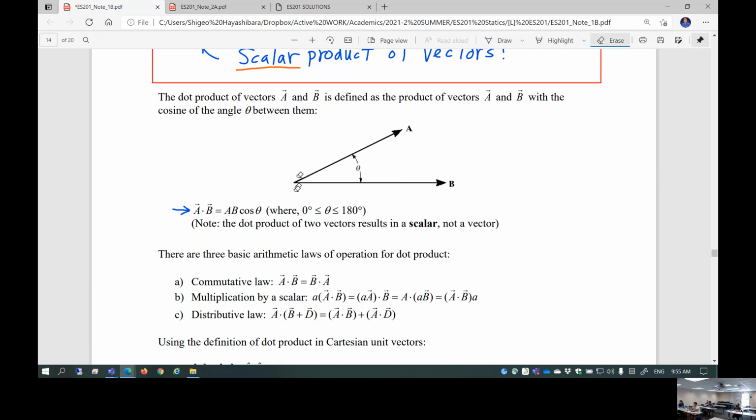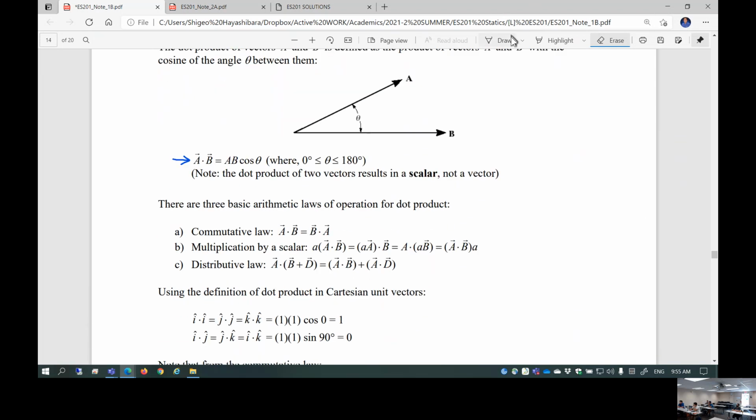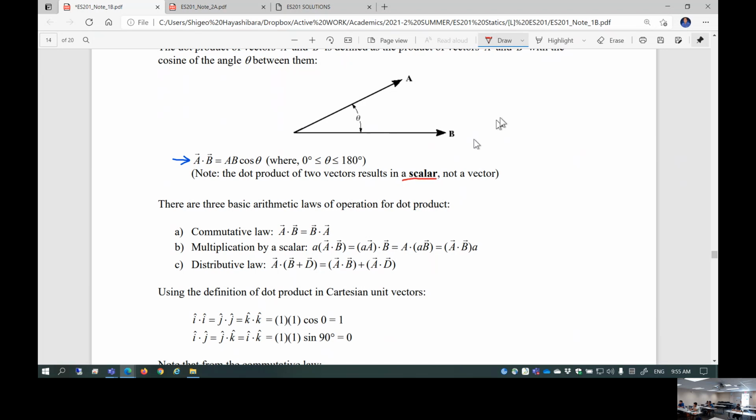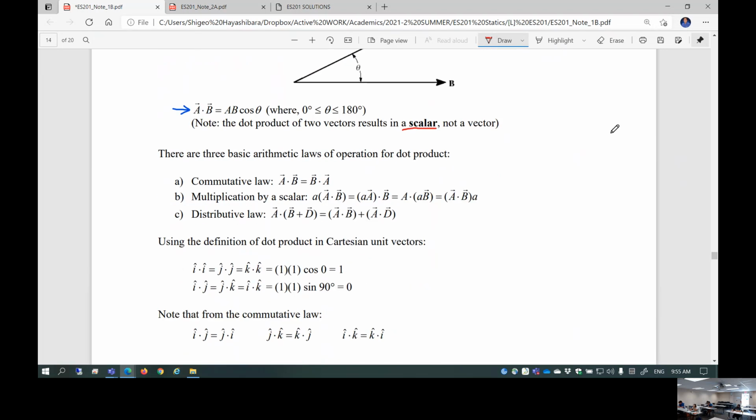So let's be careful. We are going to avoid that complication, so we are going to constrain ourselves: theta is less than 180 to begin with. Okay. So now, the result is a scalar. Once again, let me underline this. This is a scalar result. Not a vector. Be careful.